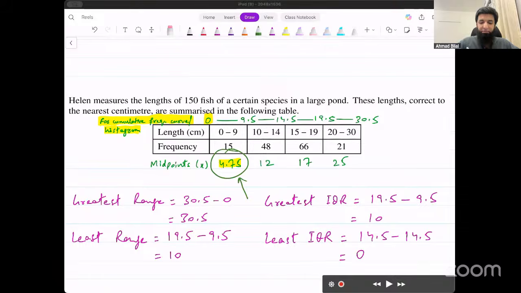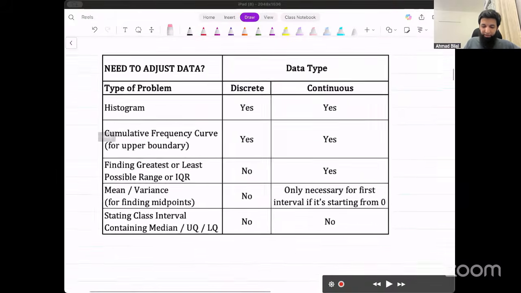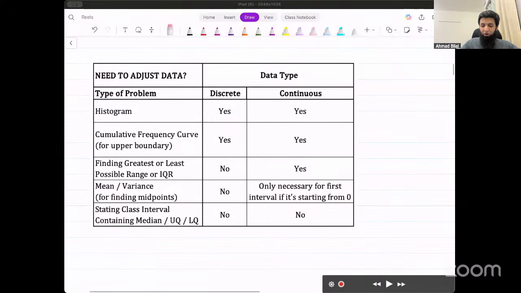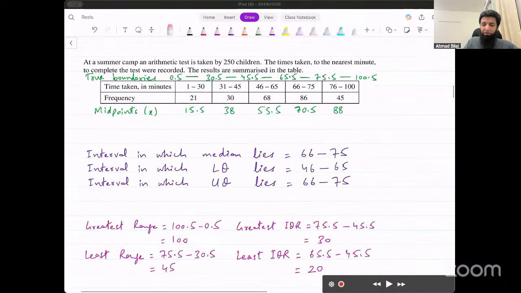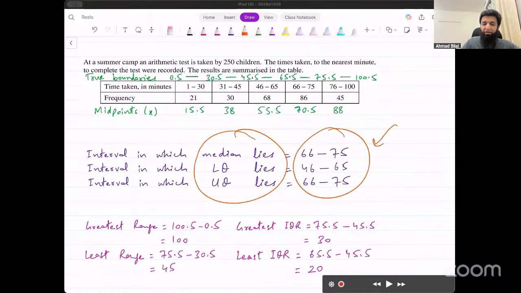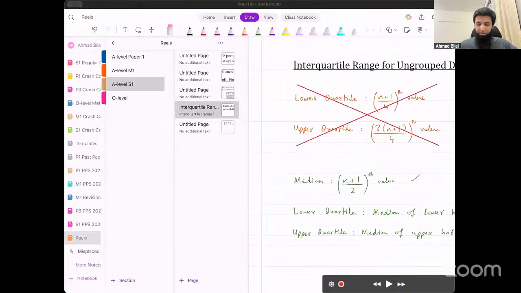Okay, so that's one exception in case of midpoints. For stating the interval that contains the median, upper quartile, or lower quartile, in this case, we never need to adjust. Whatever the interval is, whether it's continuous data or discrete data, we will just write down the original interval given in the question. So for example, in this case, interval containing median, lower quartile, upper quartile, they are these intervals. We write the original intervals. Okay, so that's what you need to remember for adjusting intervals.